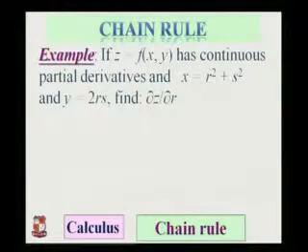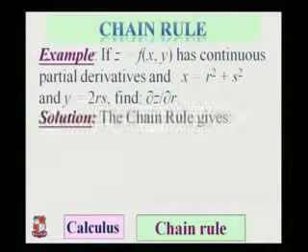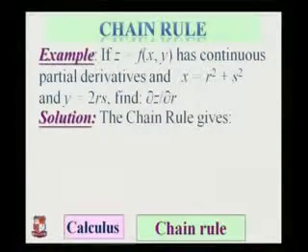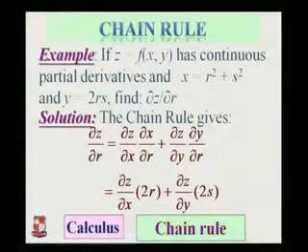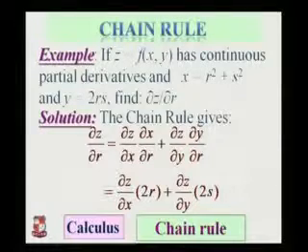Next example: if z is equal to f of x, y has continuous partial derivatives and x is equal to r square plus s square and y is equal to 2rs, find del z by del r. The chain rule gives that del z by del r is equal to del z by del x into del x by del r plus del z by del y into del y by del r, which is equal to del z by del x into 2r plus del z by del y into 2s. That is our answer.